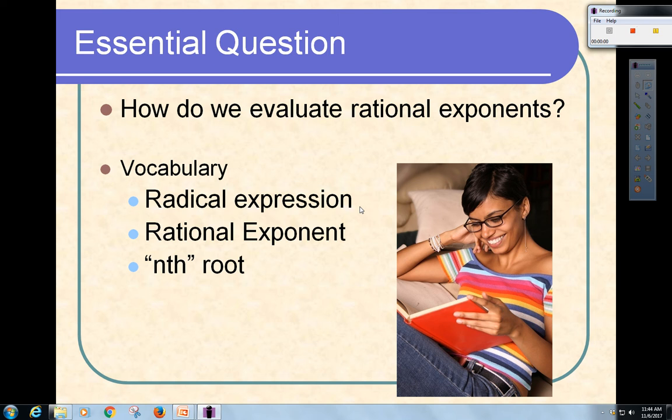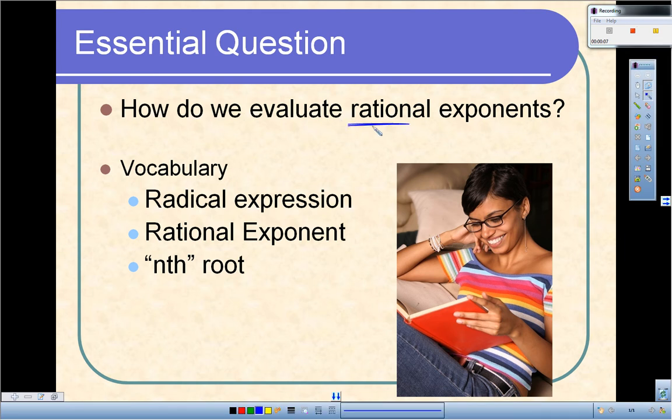Alright guys, your essential question for today is how do we evaluate rational exponents? And the word rational just means a fraction. So how do we evaluate fraction exponents?